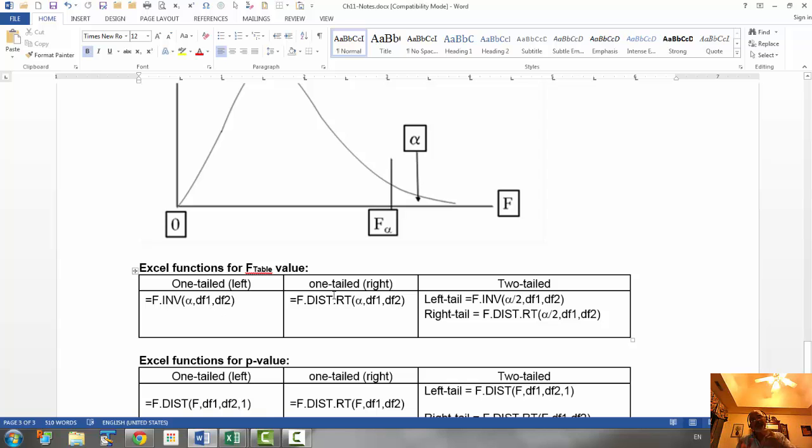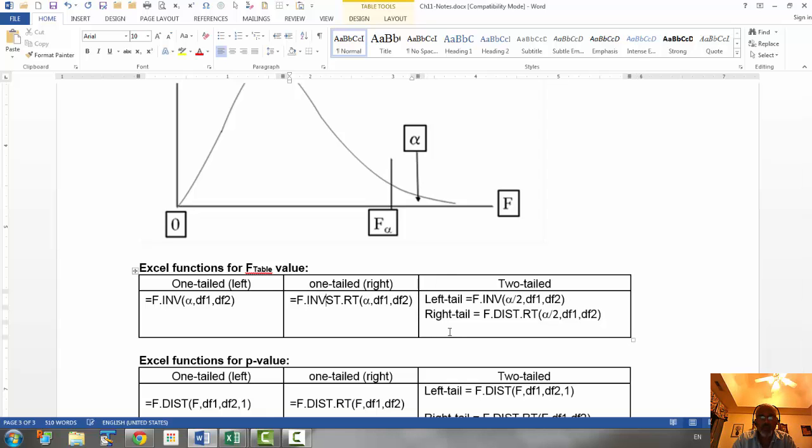And if it is a one tail to the right side, then you'll use F.INV.RT, and alpha and the 2 degrees of freedom. And if it is a two tail test, again you use F.INV for the left tail and F.INV.RT for the right hand side tail, and you need to divide the probability by 2, alpha over 2 and alpha over 2.